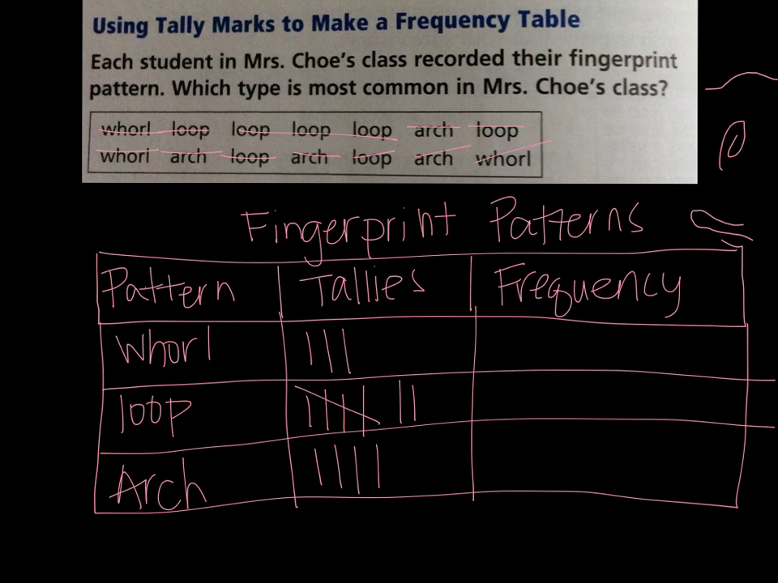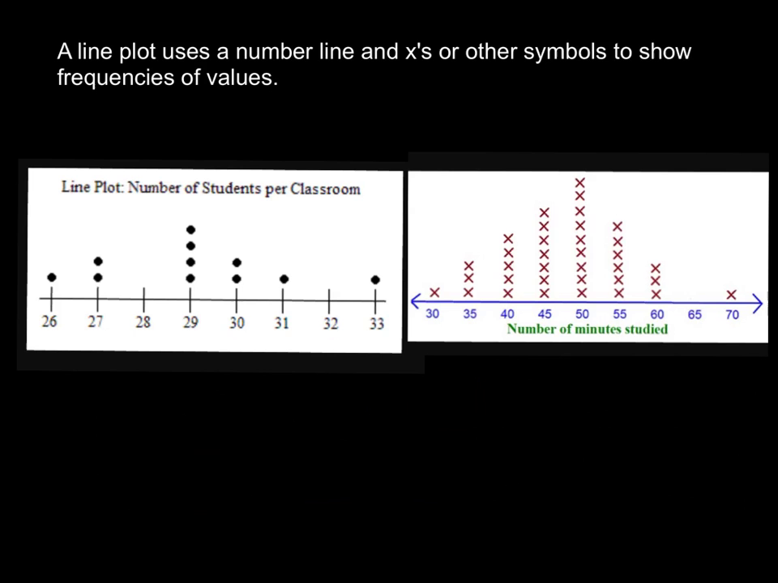Okay, so that's the point of the tallies, is to help you make sure you don't miss any of them. And then lastly, the frequency, I'd say, well, I had 3 whirls, I had 7 loops, and I had 4 arches. So that's all a frequency table is. It's just making a quick table so that I can know how many of a certain value are in my data set. Now let's go to the next one.